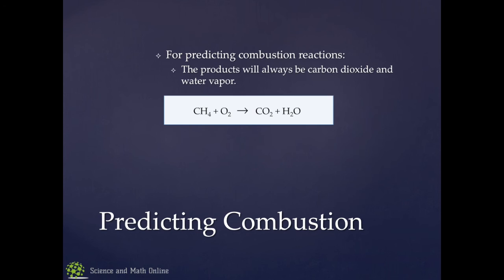So that is all of your reaction types together. And that is the end of this unit, and we'll see you in calculations and measurements next.